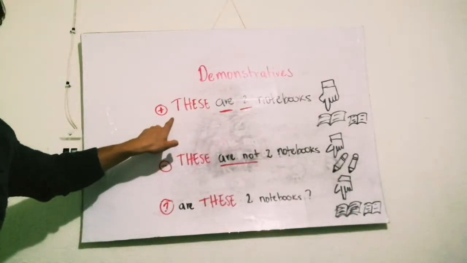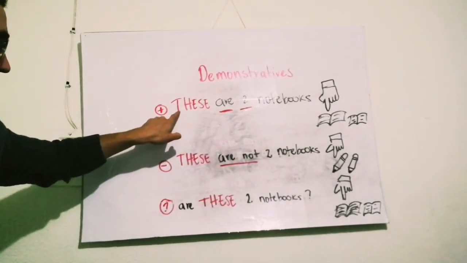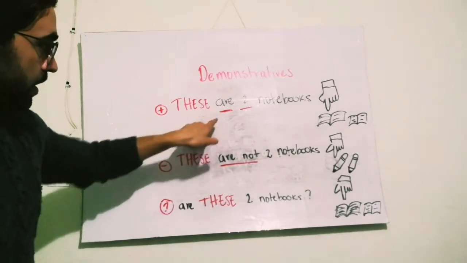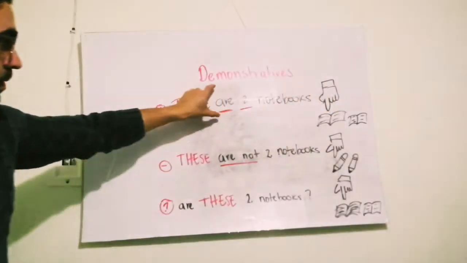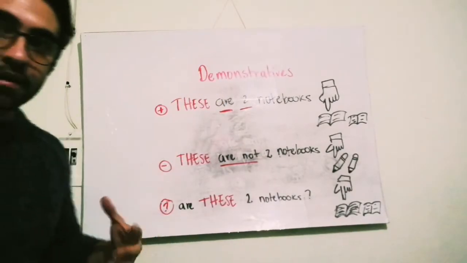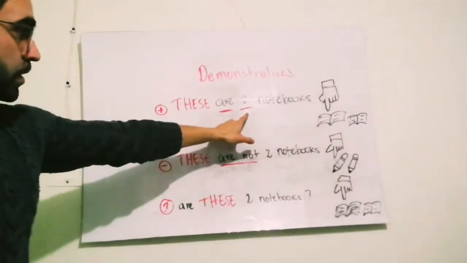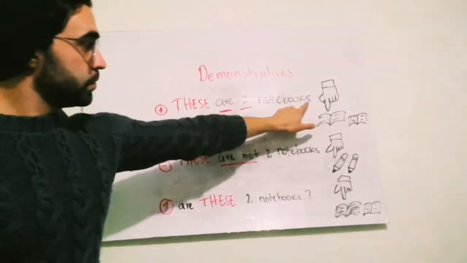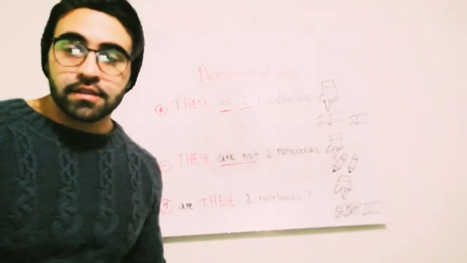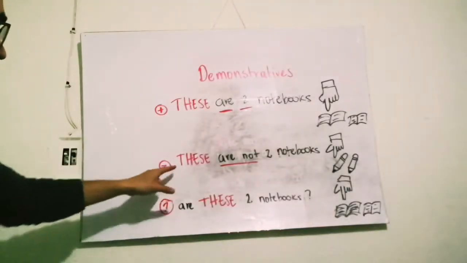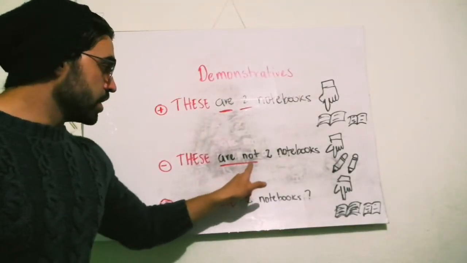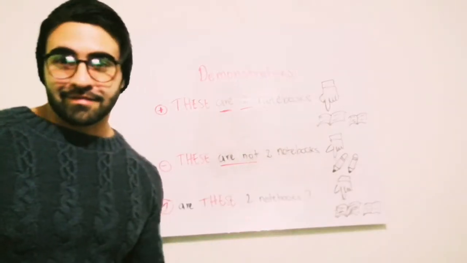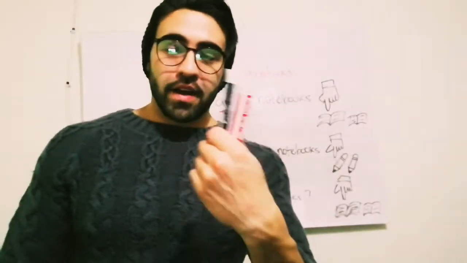The spelling here is very important because we have T-H-E-S-E, right? And then we have the rest of the example. Here we use the verb to be "are" because it's plural, right? We use "two" because we have two of them. And we have "notebooks" with an S because it's plural, right? Now I say, in this case, these are not two notebooks.